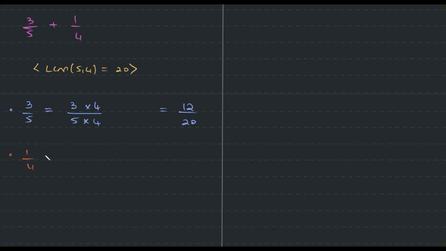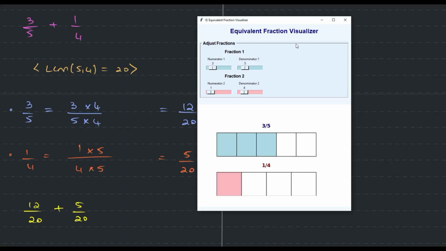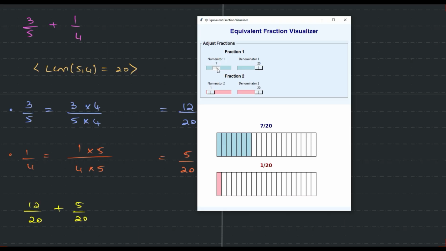Next is 1 by 4. Again, remember, I need a 20 in the denominator. So what should I multiply so that I get 20 over there? 5. This is 5 by 20. Now, I'm saying that we can add 12 by 20 and 5 by 20. How so? Let's have a look. This is 20 parts, 20 parts. The first one is 12 and the other one is 5.